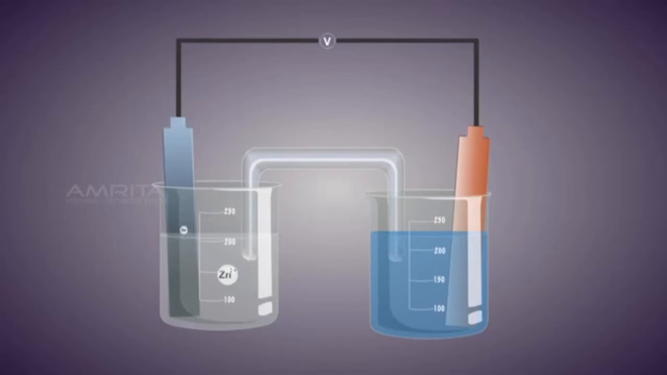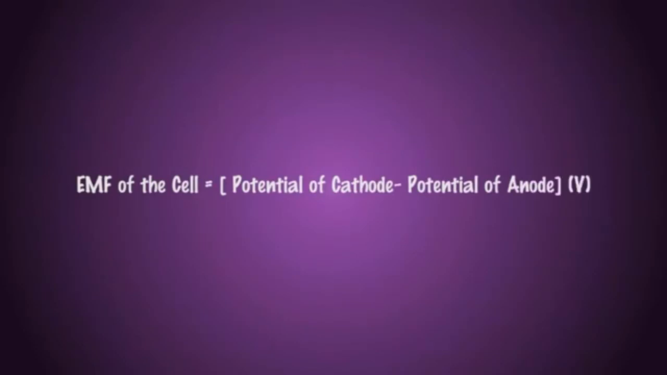If the two electrodes are connected using an external wire, the electrons produced by the oxidation of zinc travel through the wire and enter the copper cathode, where they reduce the copper ions present in the solution and form copper atoms, which are deposited at the cathode. The potential difference between the two electrodes is called the cell potential or EMF of the cell. It is measured in volts.